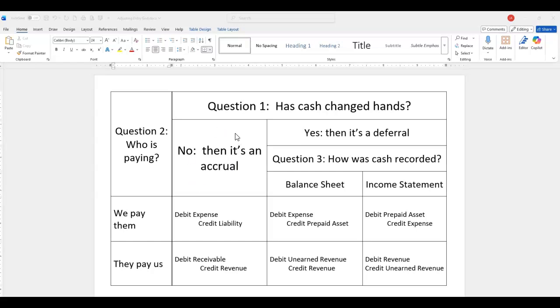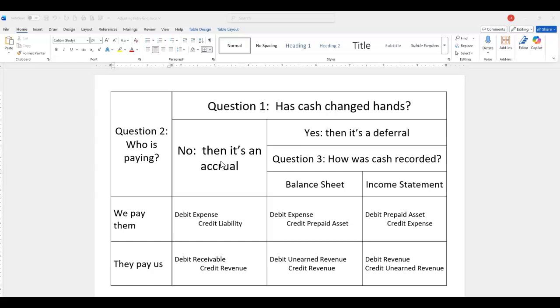So let's say it's an accrual. Cash has not changed hands. So then we ask ourselves the next question: who is paying? Are we paying them? We debit an expense and credit a liability. I think of wages that we talked about a minute ago. We would debit wages expense and credit wages payable.